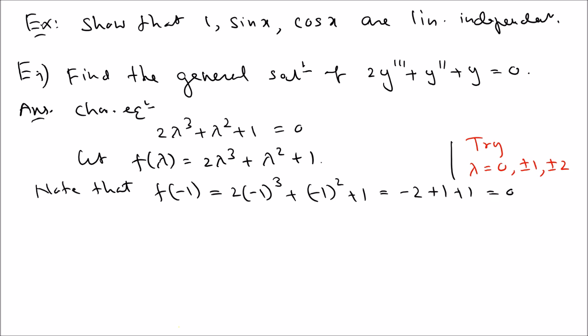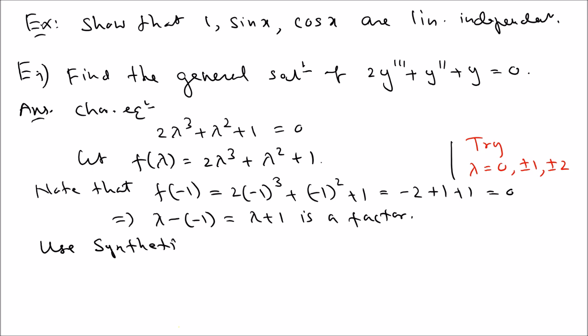What does that mean? By the factor theorem, this means that lambda plus 1 is a factor. Why plus 1? Because it is minus minus 1, because we plug in the minus 1. So lambda plus 1 is a factor, or in other words, negative 1 is a 0. So now we can use synthetic division to find the other factor.